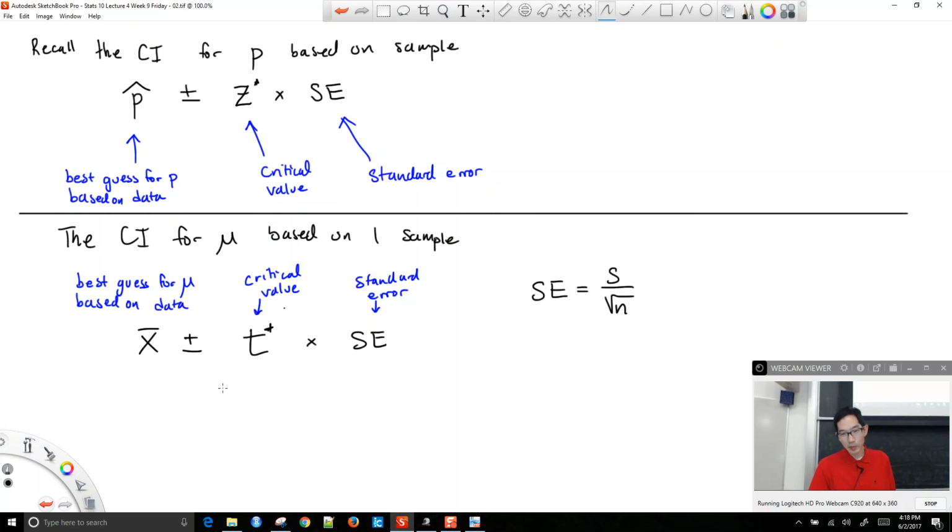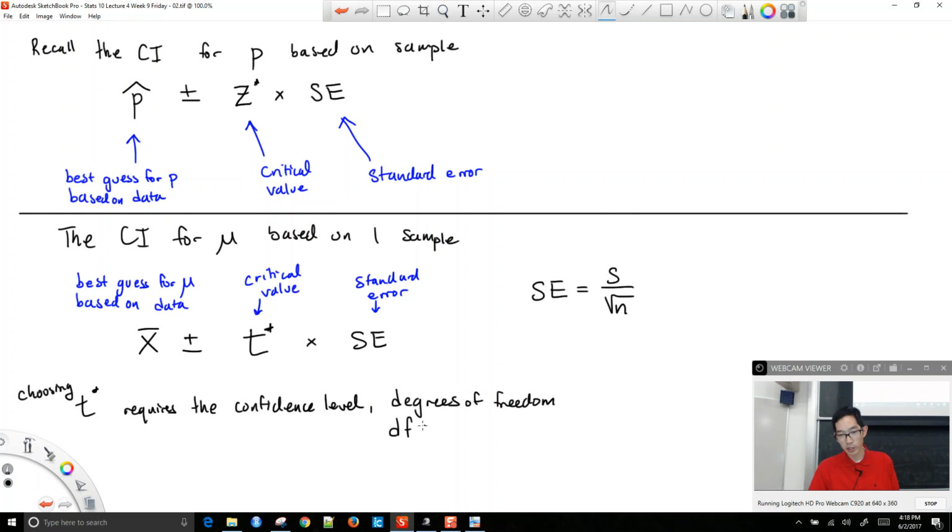All right. When we pick our t star, choosing t star requires the confidence level and the degrees of freedom. Degrees of freedom, or DF, is going to be n minus 1. N is our sample size, and we just do one less than that.